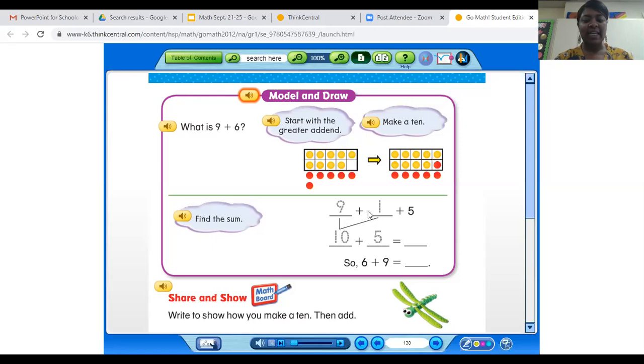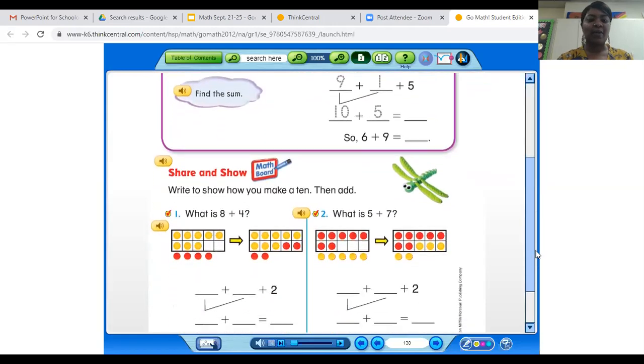So that's 10. And then I have 5 that are not in my frame. So I'm going to add that. 10 plus 5. Let's see what it is. So this is 10, 11, 12, 13, 14, 15. So 10 plus 5 is 15. In other words, 6 plus 9 or 9 plus 6, that is also 15. So all I did, I made a 10 to make it easier for me to add those numbers together.